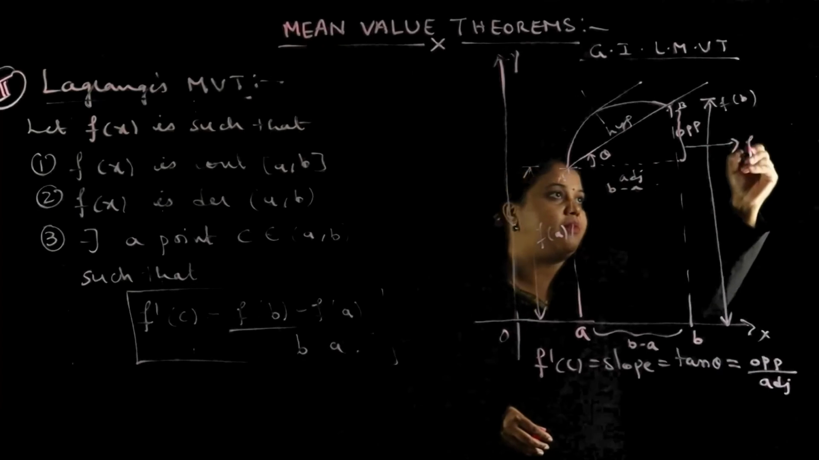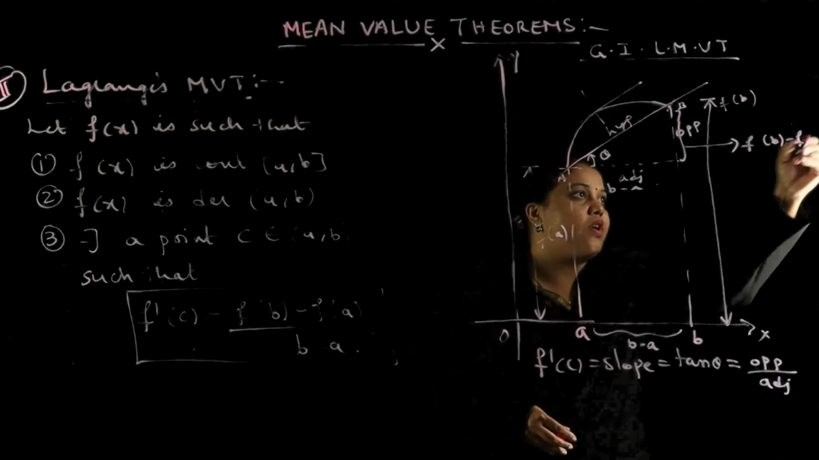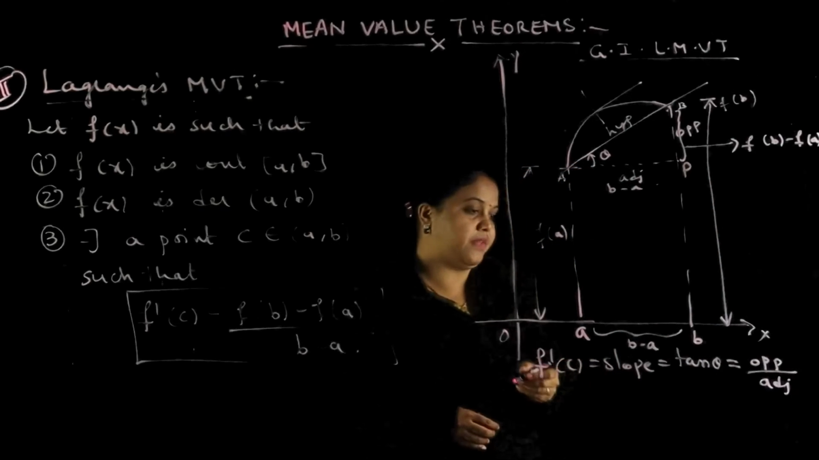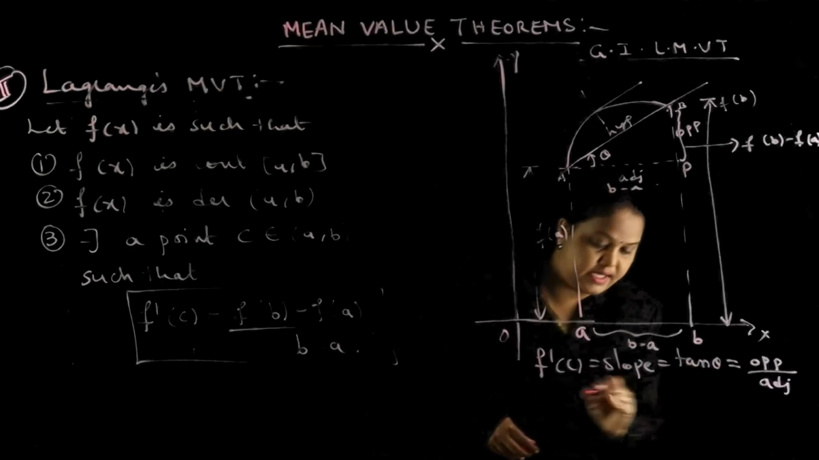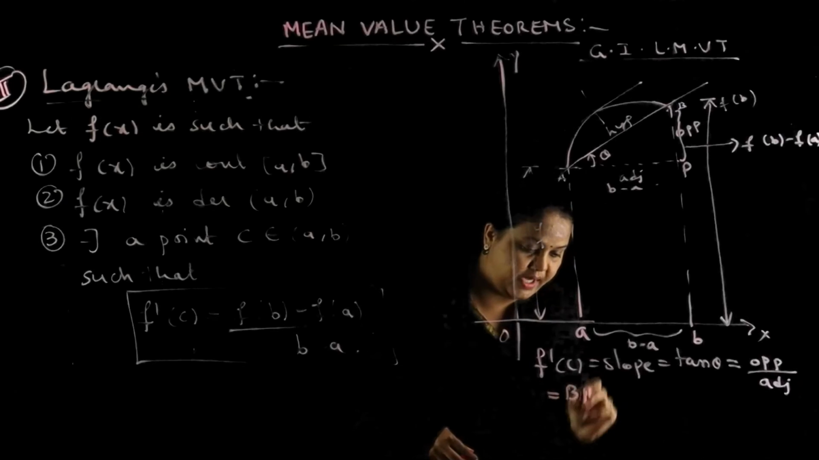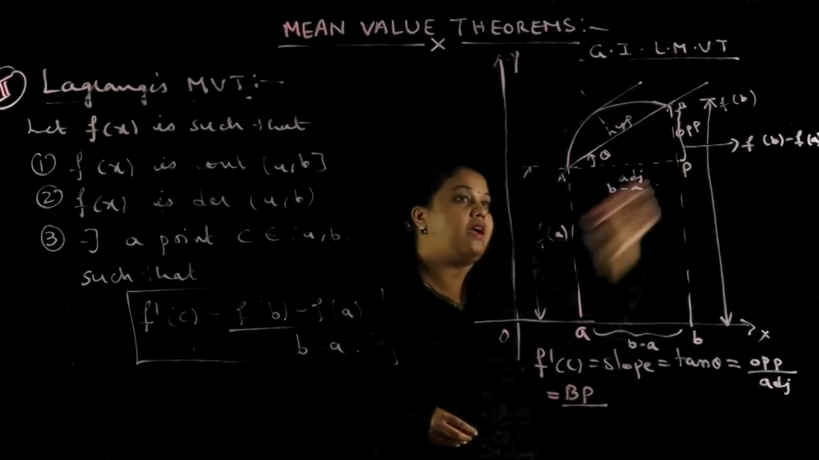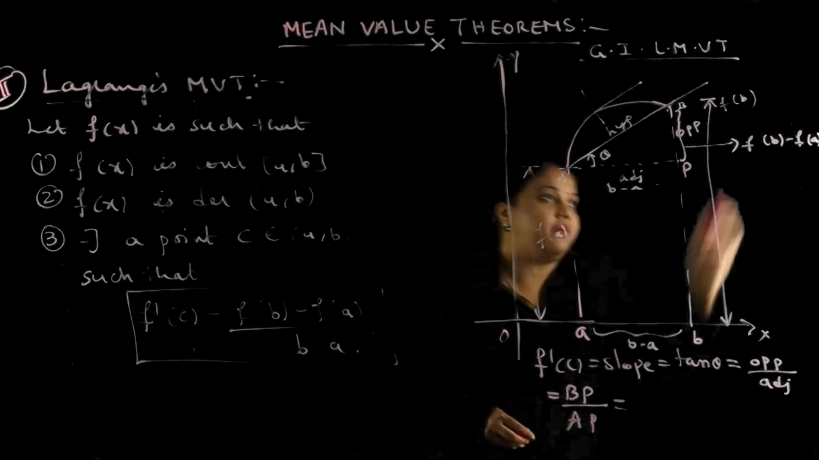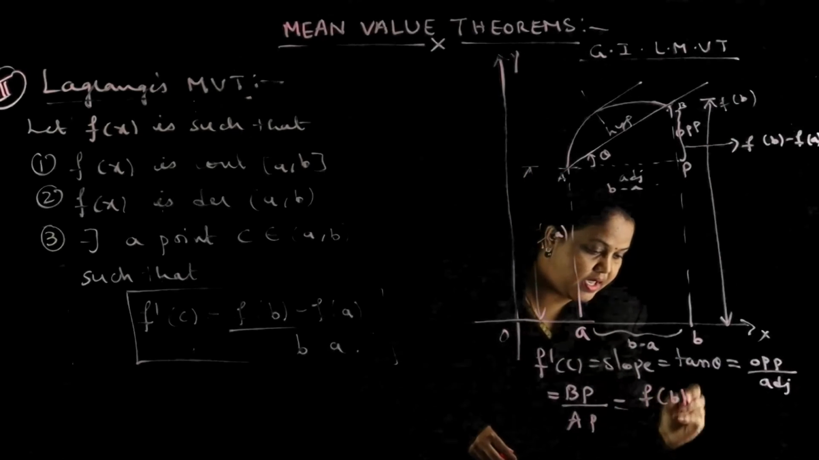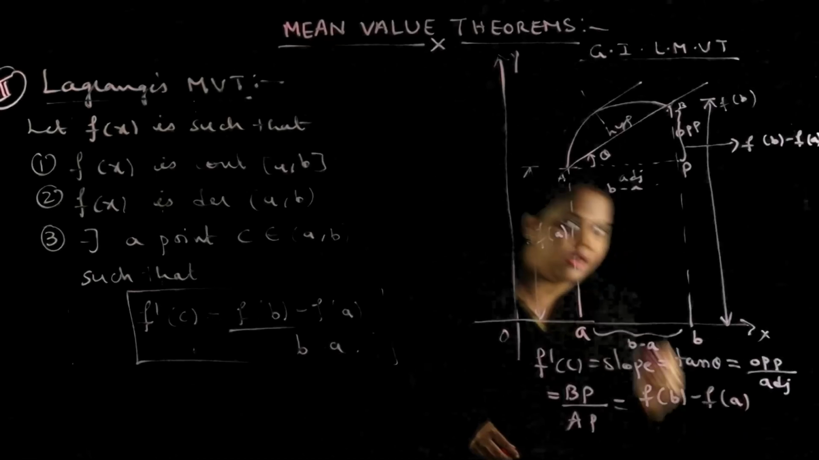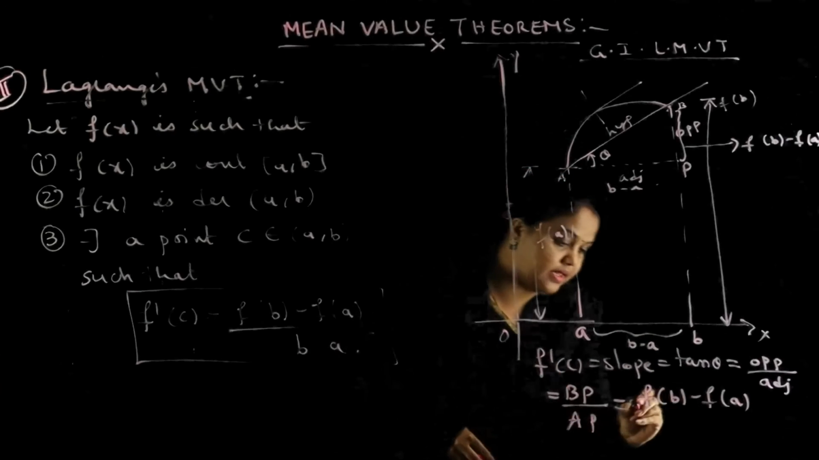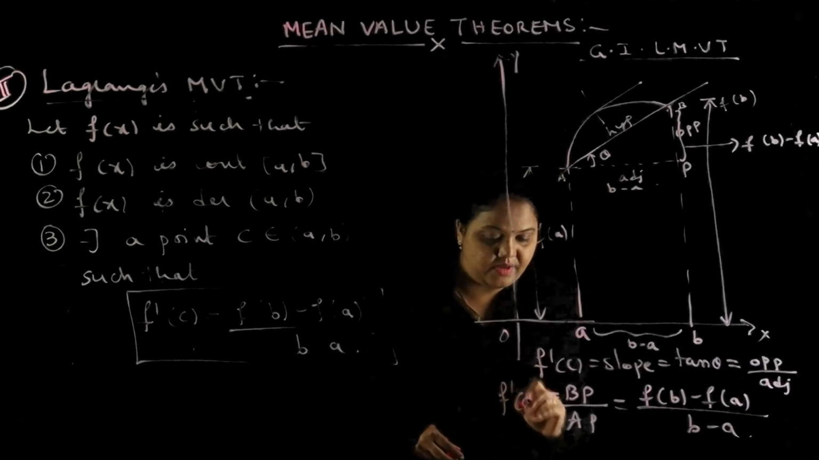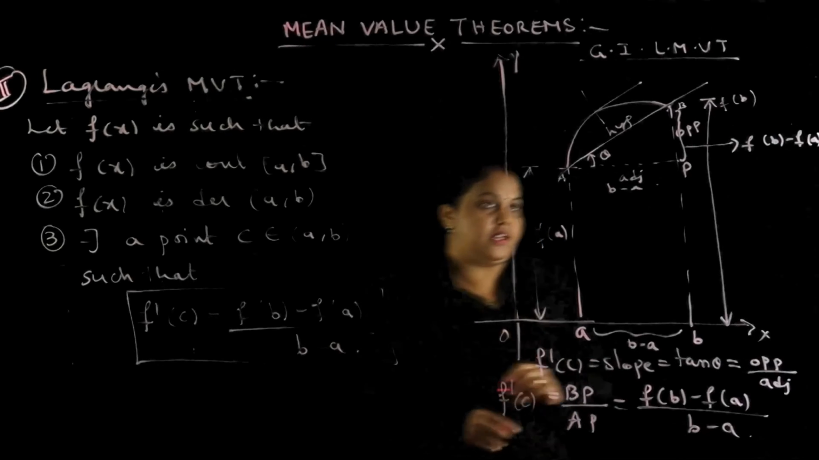This is f of b minus f of a. Right? So let me mark a point like this as P. So the opposite side is nothing but BP by AP. Right? So what is the value of BP? BP is nothing but f of b minus f of a, and the adjacent side is nothing but b minus a. So we have verified the third condition also.